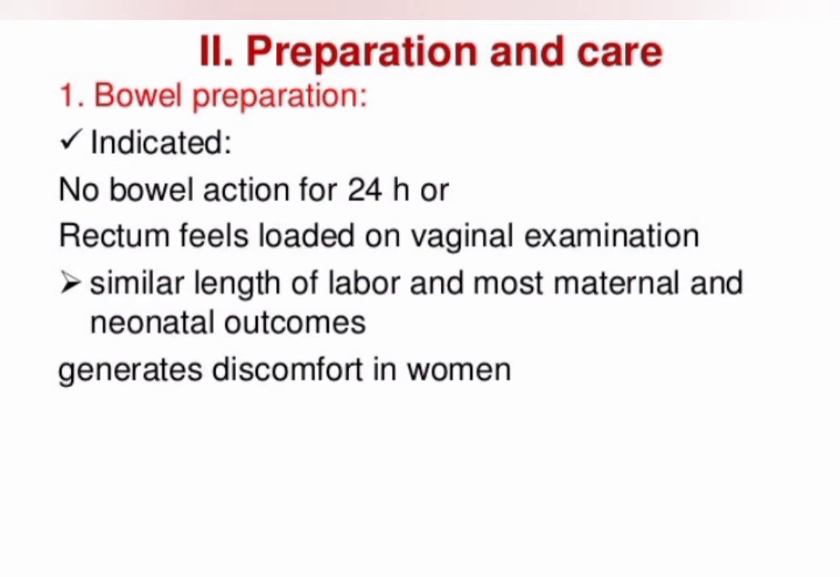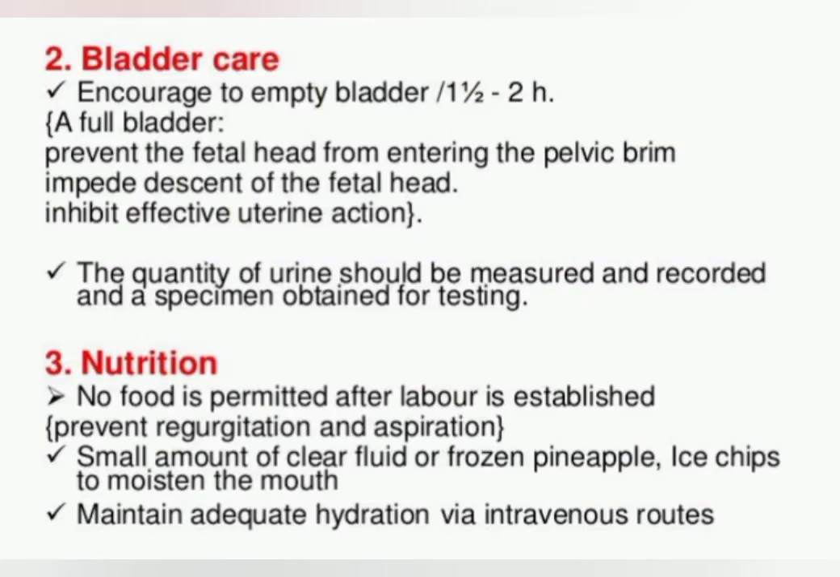Then coming to the preparation and care, we can provide an enema to the patient with the help of soap and water, and sometimes we can use glycerin. Then coming to bladder care, the patient is encouraged to pass urine by herself, as a full bladder often inhibits uterine contraction and may lead to infection. If the woman cannot go to the toilet, she is given a bedpan or a catheter can be inserted. Privacy needs to be maintained and comfort must be ensured.